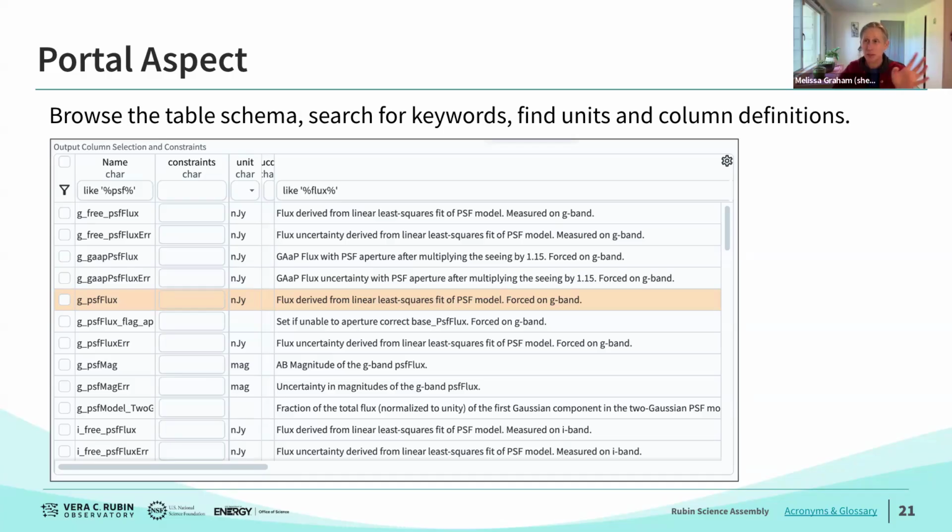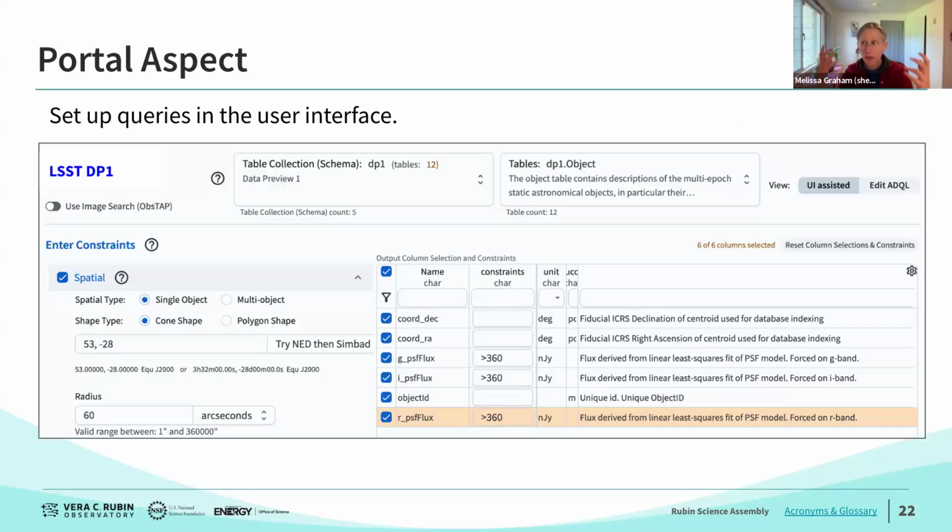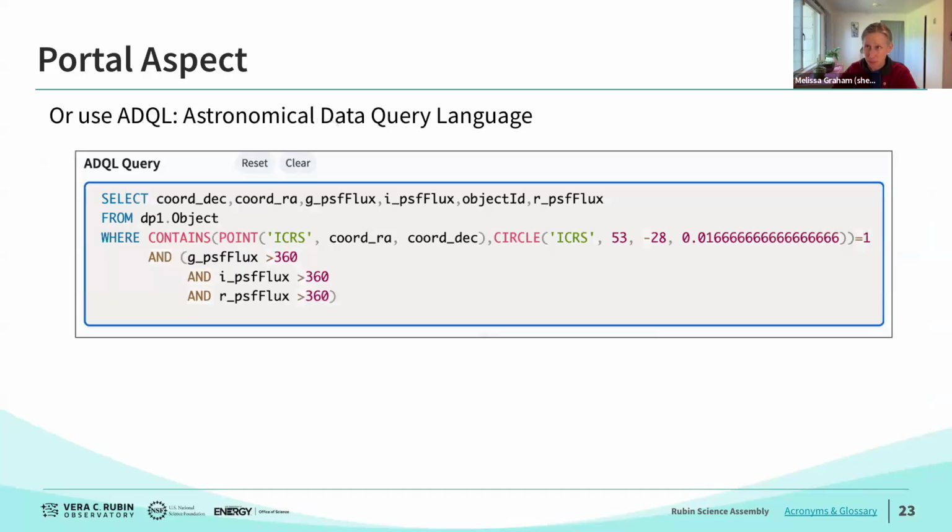So the portal aspect is really handy for being able to browse through the schema and find the columns that you want. Once you've found the columns that you want and you want to retrieve data, you can select them as columns that you want to retrieve. You can put constraints on those columns, and you can set up, for example, easy cone searches. You're going to learn how to do this over the course of the week. So this is how you would set up a query in the portal using the user interface.